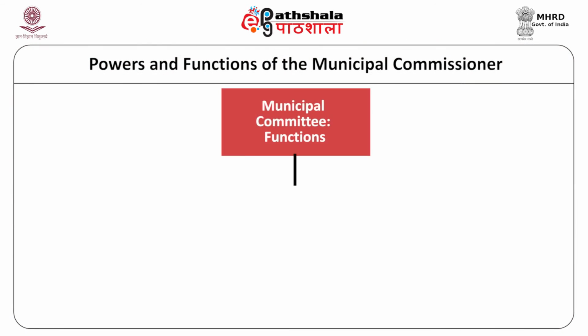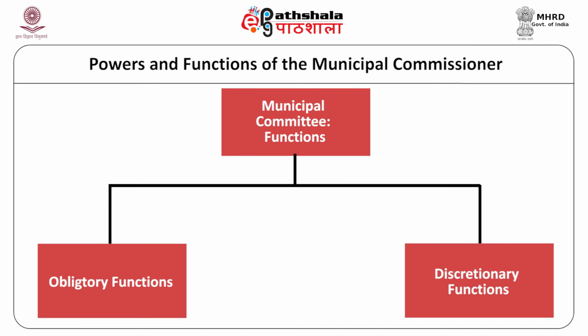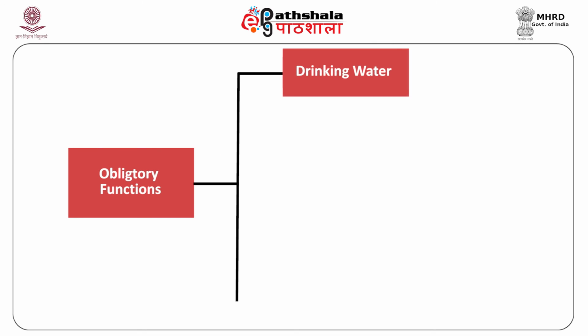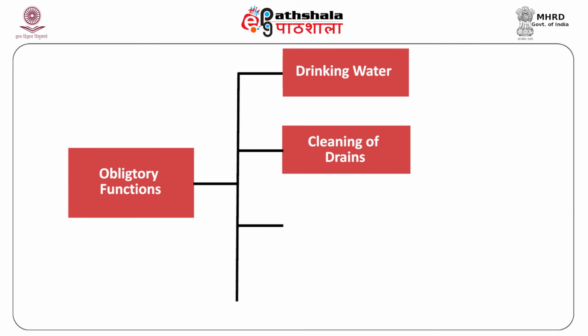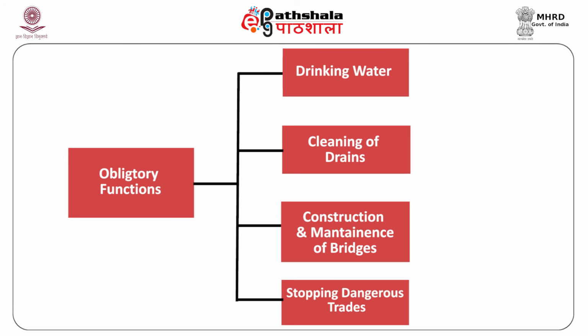The functions of the municipal committee. The municipal functions of the municipal committee may be divided into obligatory and discretionary functions. The obligatory functions include provision of safe drinking water, cleaning of drains, construction of bridges, maintenance of bridges, stopping of offensive and dangerous trades in the area of the municipal council, establishment of primary schools.